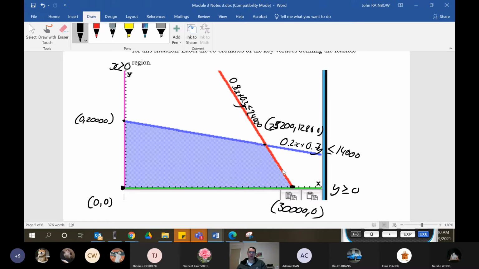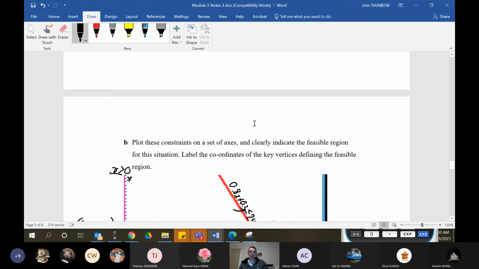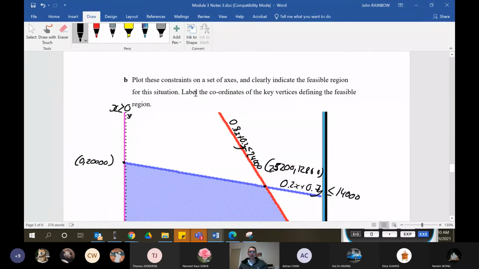Okay, so that's really where we're trying to go. Hopefully that's nothing too new in terms of labeling those, maybe creating the equations and doing that. Label the coordinates of the key vertices defining the feasible region. So I've labeled the coordinates of the key vertices, which means the corner points. I've done those as coordinates. It says plot these constraints on a set of axes and clearly indicate the feasible region. I haven't done that. I would color that in the same color as that, so that should be blue.